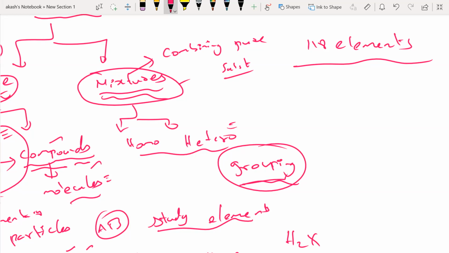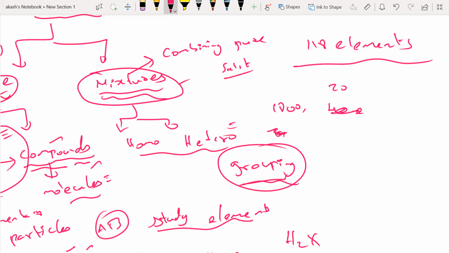So to avoid all this, all these elements are grouped into certain groups. That way we'll be able to study them better, and we'll also be able to predict if a new element is discovered. Say in the 1800s, only some 20 elements were known. Around 1850, some 70 elements were known, something like that.